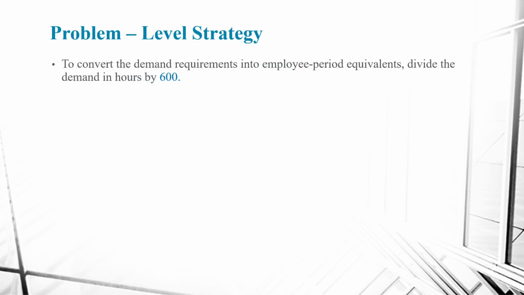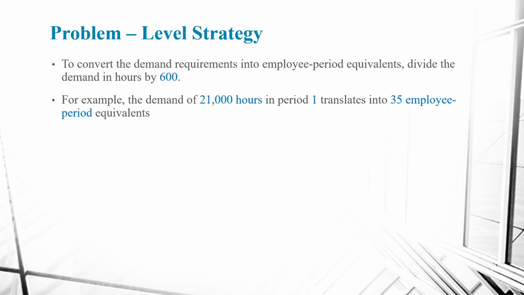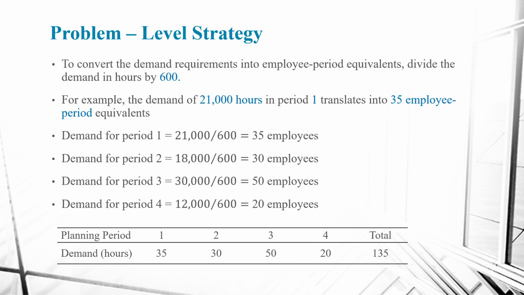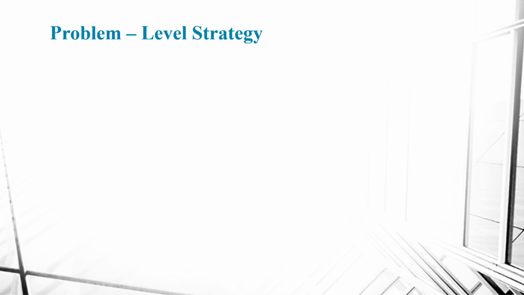Now, to convert the demand requirements into employee period equivalents, we divide the demand in hours by 600. For example, the demand of 21,000 hours in period 1 translates into 35 employee period equivalents. We calculate the demand for period 2, 3, and 4 using the same approach. To implement aggregate level strategy, the first step is to identify the peak demand. The peak demand is 30,000 hours in period 3.